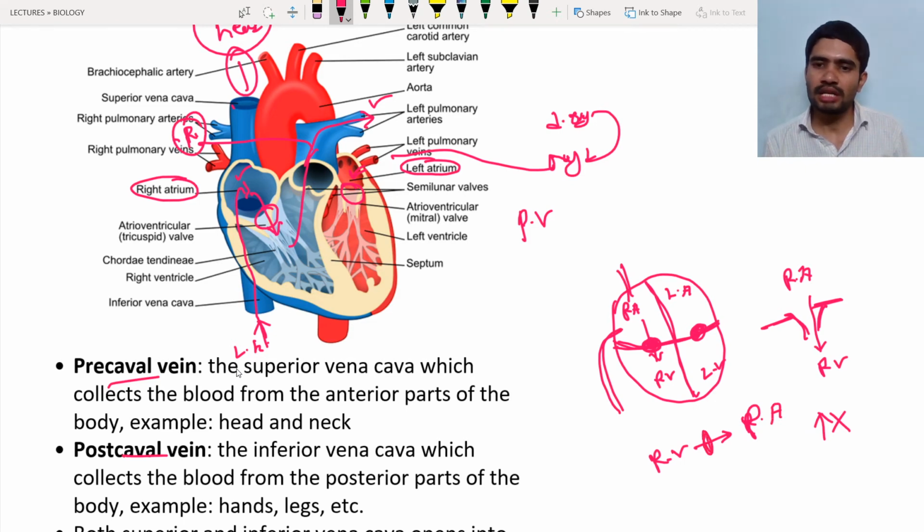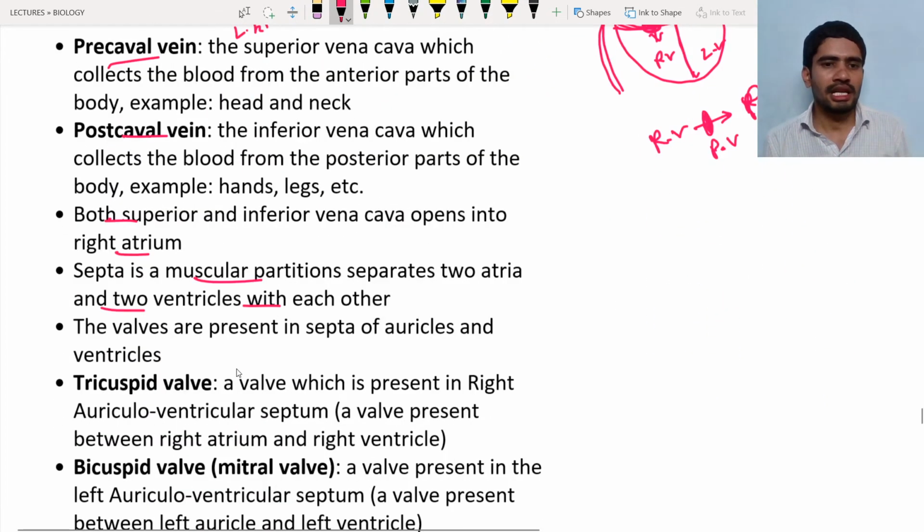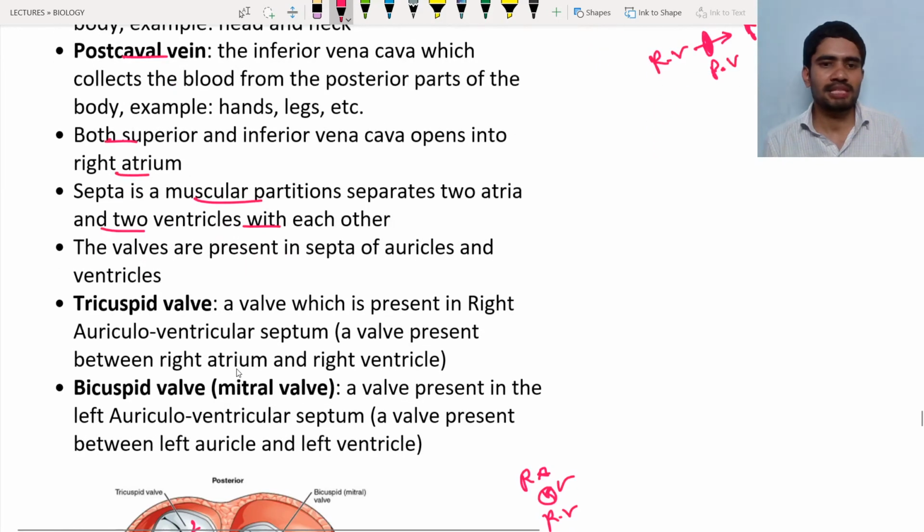Here also there is a valve. That valve is known as the pulmonary valve. It is going to allow blood to enter only from the right ventricle to the pulmonary artery, but not in the opposite direction. Okay, so next, the tricuspid valve is over. Next is the bicuspid valve.